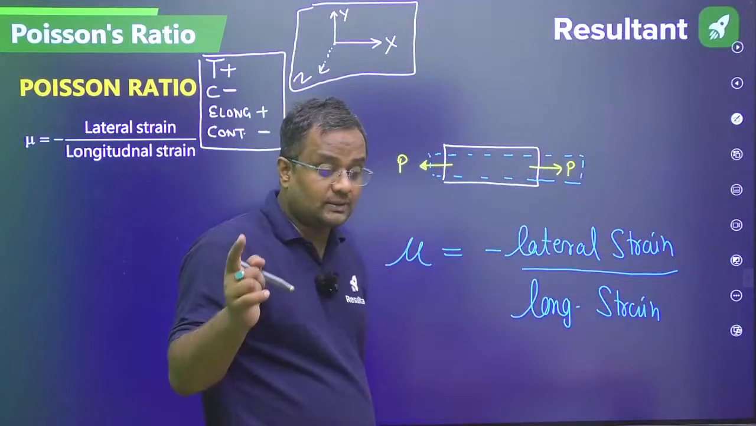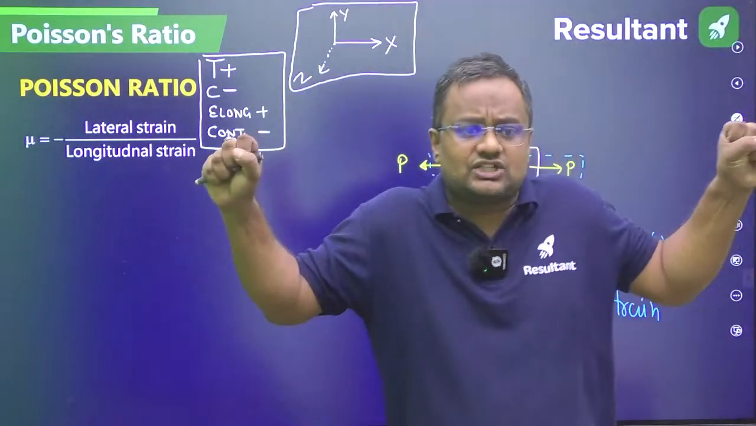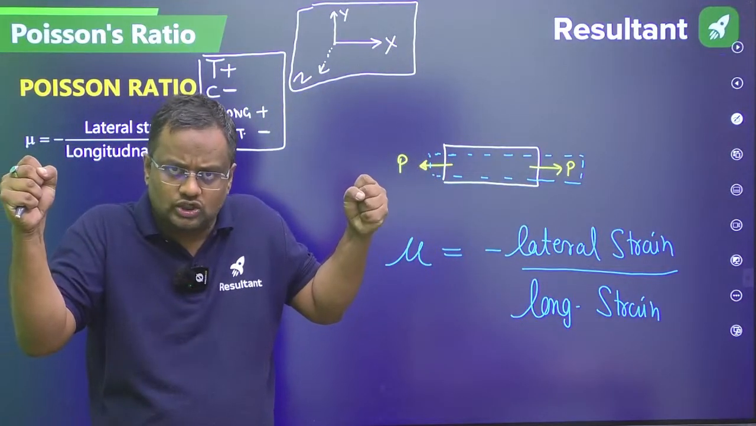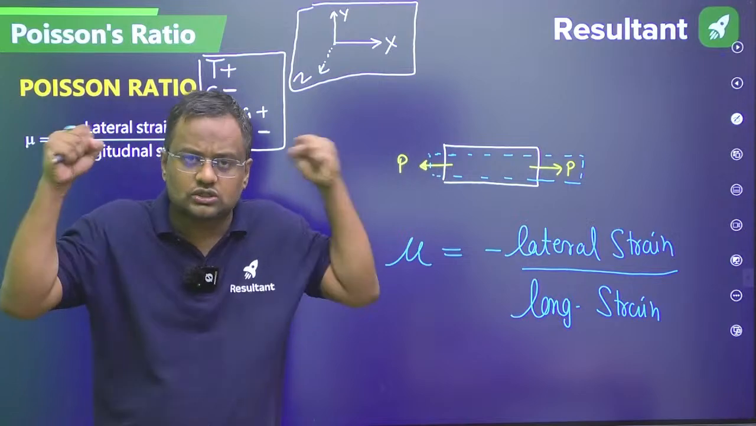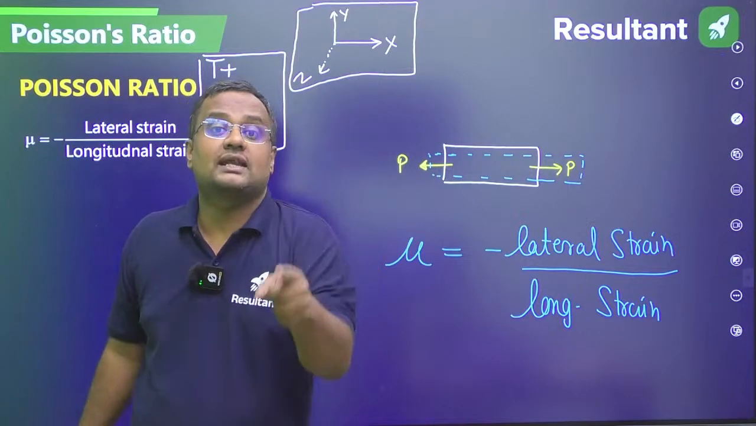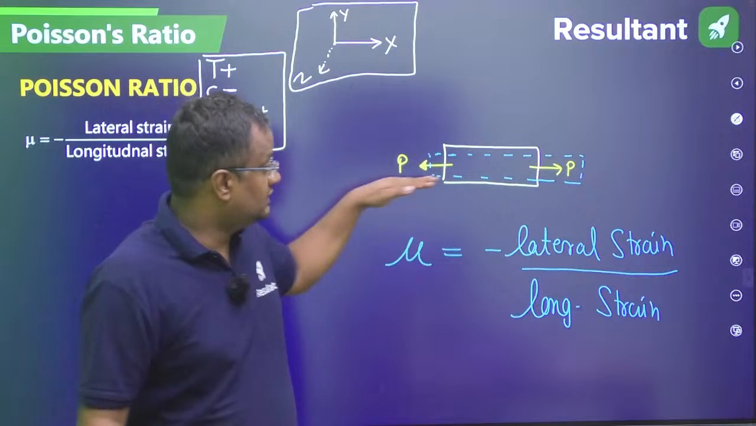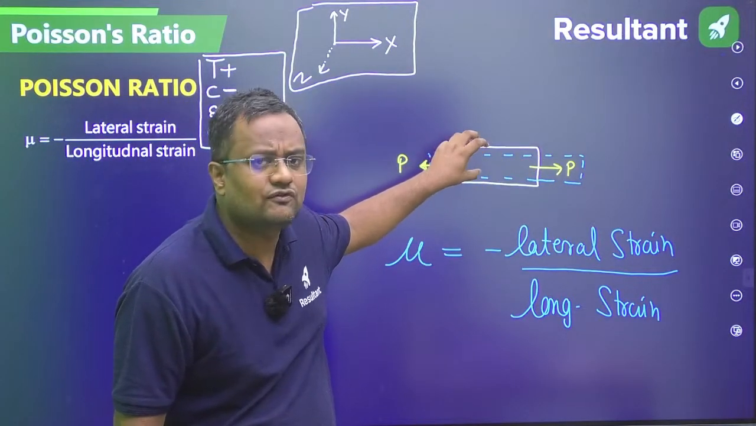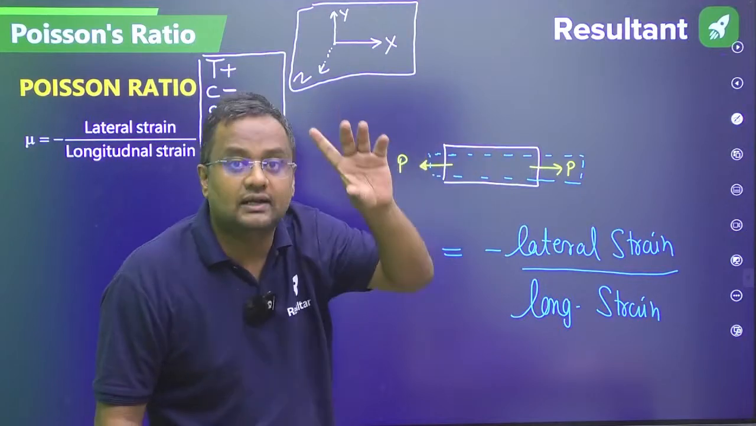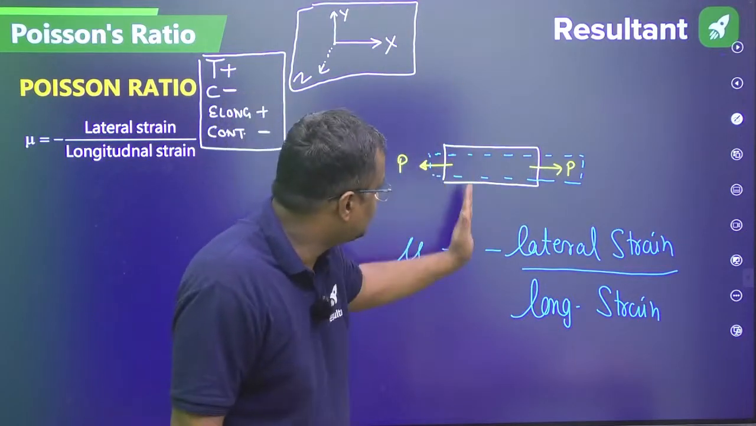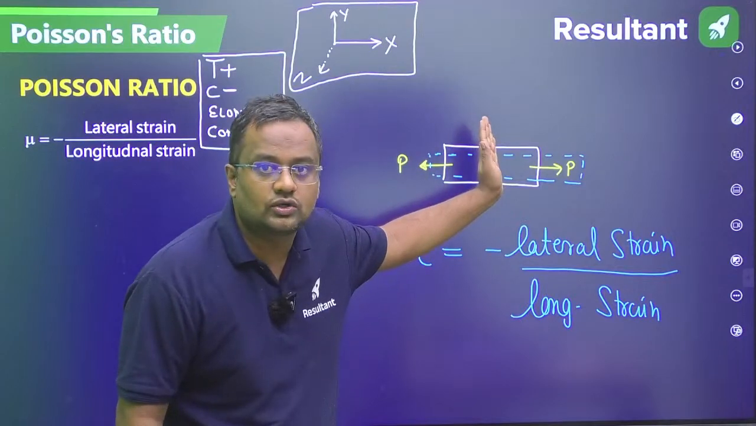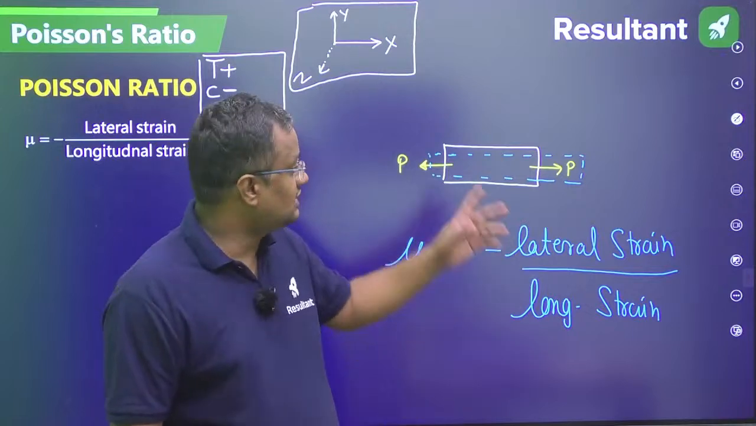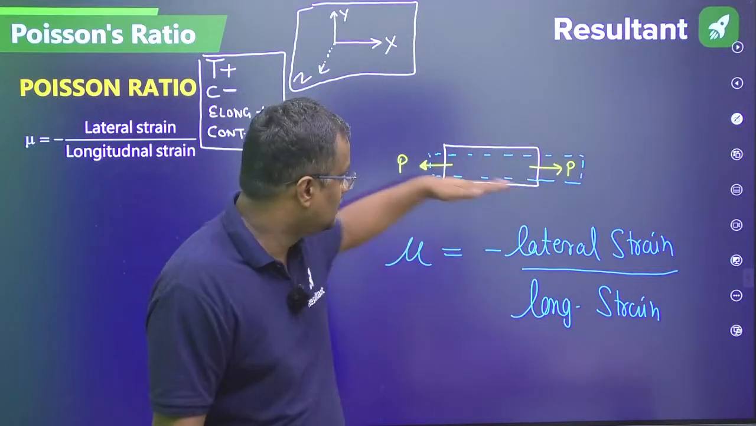Guys, first of all, the biggest myth is that the bigger direction is longitudinal. No, not at all guys. The bigger direction is not longitudinal. The longitudinal is the direction where the force is acting. For this force, this is longitudinal. And the other two directions, y and of course in 3D, z, will be the lateral. So students think the bigger direction is longitudinal. No, the direction of the force is longitudinal. For this force, this is the longitudinal.